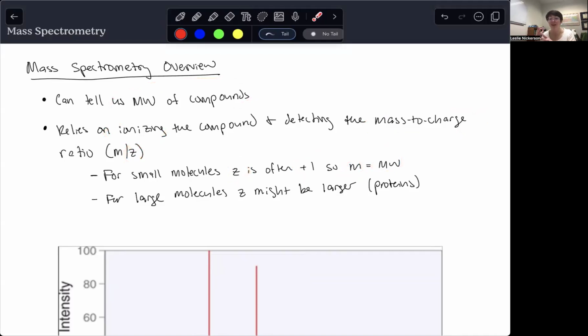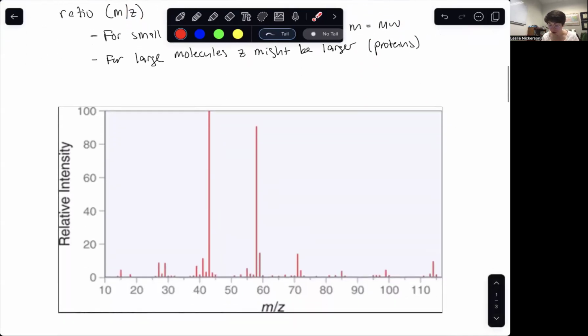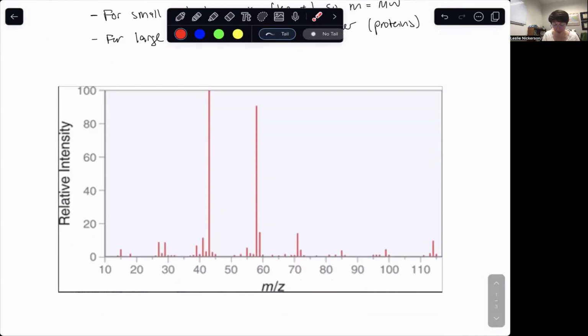the detector. The thing you want to keep in mind is that there are a lot of opportunities for fragmentation to happen because the ionization process is not the most gentle. So we're going to see what that looks like. For large molecules though, like proteins, for instance, your charge might be larger than +1. In that case, your M is going to mean slightly different things because you're doing divisions and stuff. So this is an example of a mass spectrum.